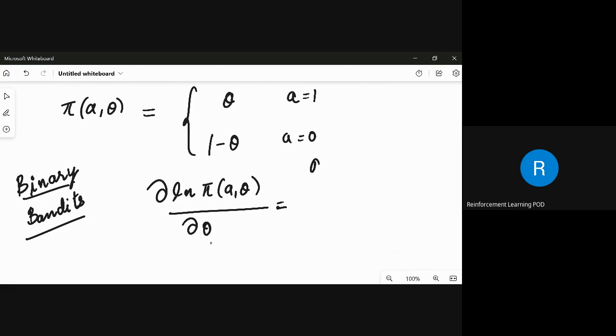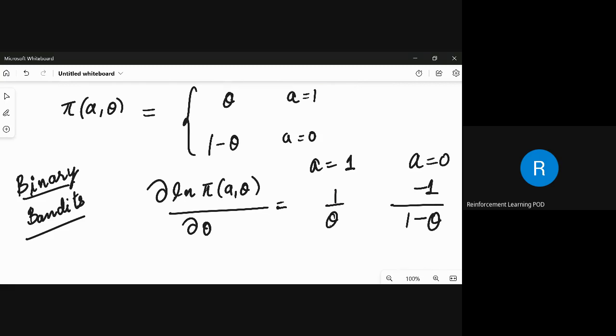Okay, assume that A is equal to 1. Then what will this formula lead to? It will become log of theta, right? If I take the gradient of log of theta with respect to theta, it will become 1 by theta. If A is equal to 0, then it will become the derivative of log of 1 minus theta. That means minus 1 divided by 1 minus theta.